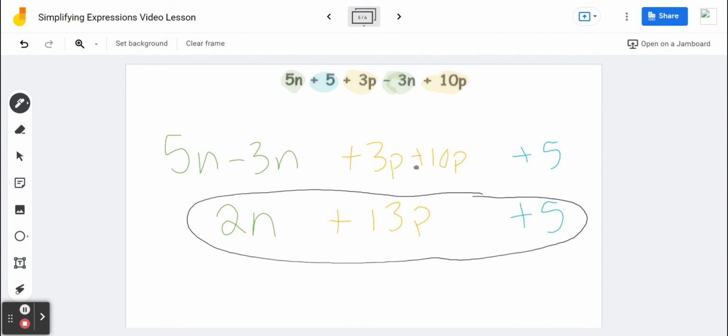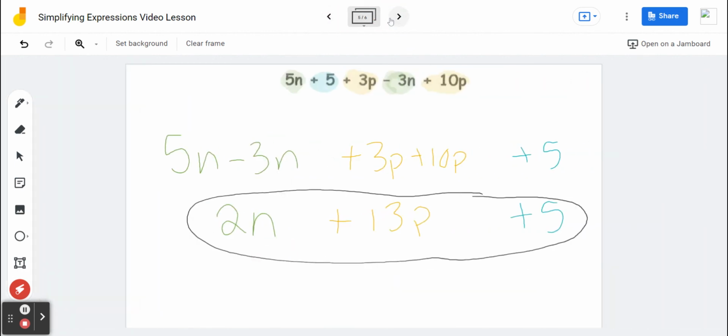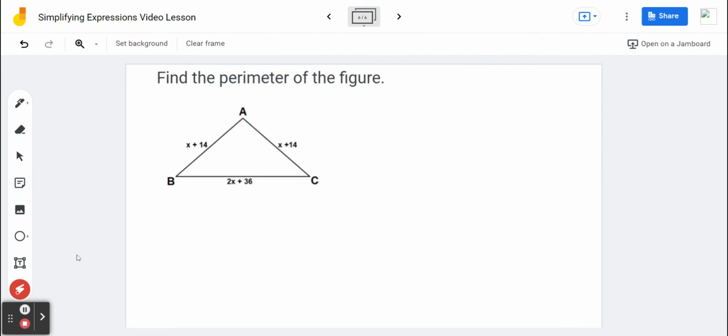That's my simplified expression. I was able to combine 4 of them. These two and these two. Alright, so that's basically combining like terms. Just as a little challenge and to bring in some review, I like these problems, but a little bit of geometry mixed in with algebra. Find the perimeter of the figure.